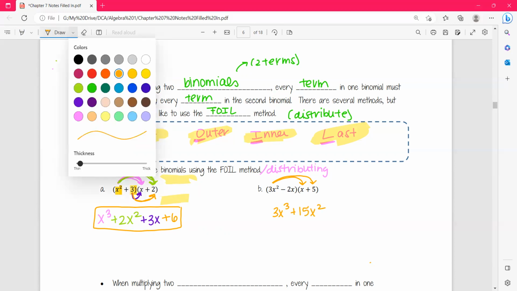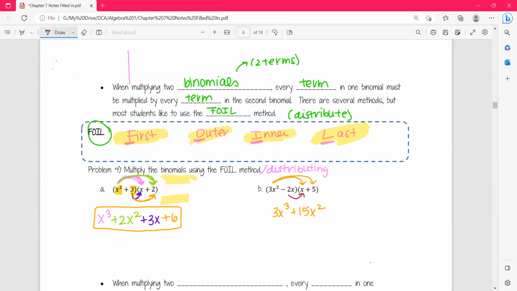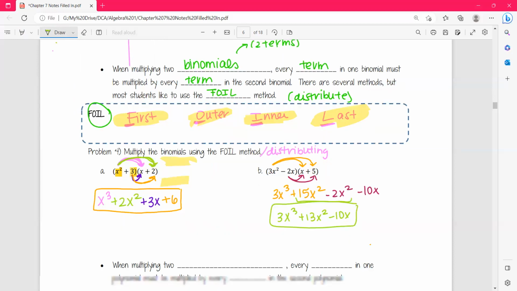Distribute the first term to everything, and now we're going to distribute the negative 2x to everything. Negative 2x times x is negative 2x squared. Negative 2x times 5 is negative 10x. And now we can do some combining like terms, like usually, like the last time we stopped here because there were no like terms. Notice here, we can combine the 15x squared and the negative 2x squared. So 15x squared minus 2x squared gives me 13x squared minus 10x. Okay, so just be careful with that distributing. We'll get the hang of it.